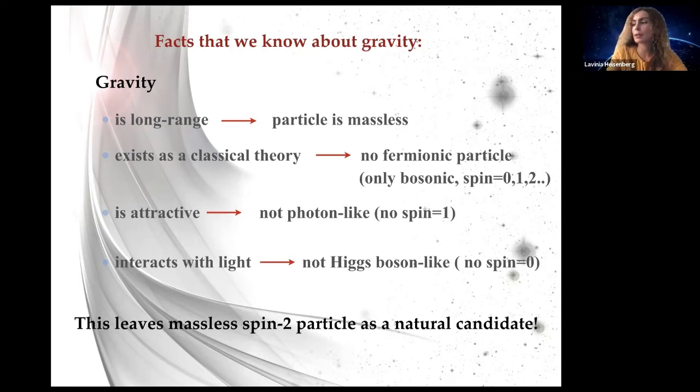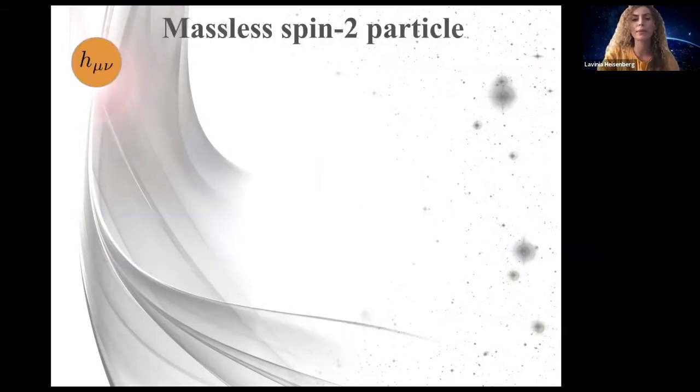And this uniquely then gives rise to the massless spin 2 particle as a natural candidate. So then how do you describe the massless spin 2 particle that I describe here by this h mu nu object?